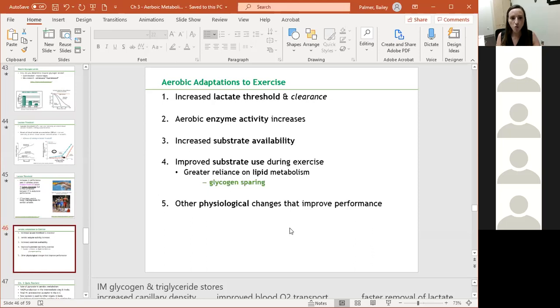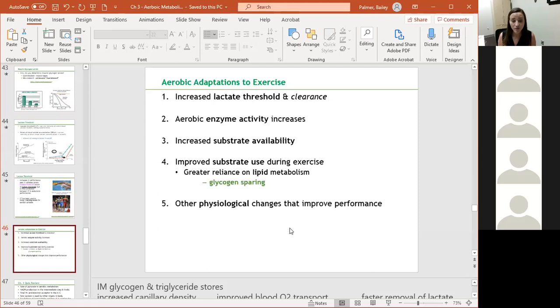So one of the adaptations we just discussed was the increase in lactate threshold and lactate clearance. So clearing lactate away, improving our threshold to where lactate stays low while we can exercise very high. Next is enzyme activity. So aerobic enzymes are going to become more efficient. We wouldn't see that with anaerobic training.